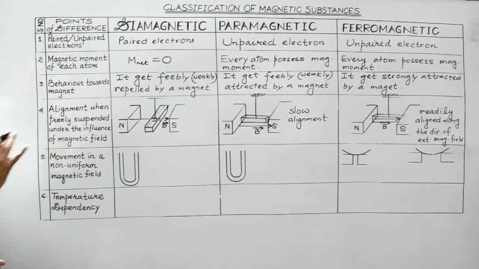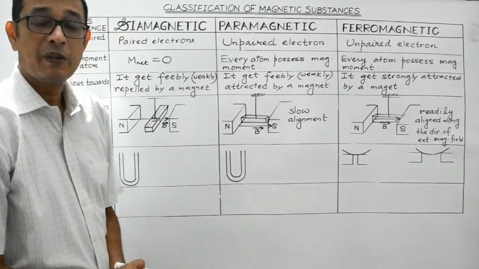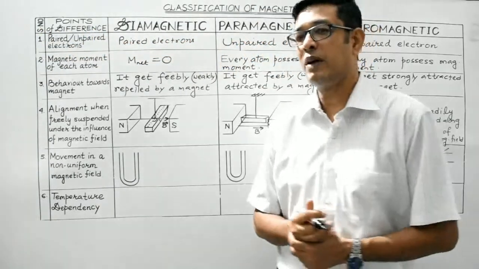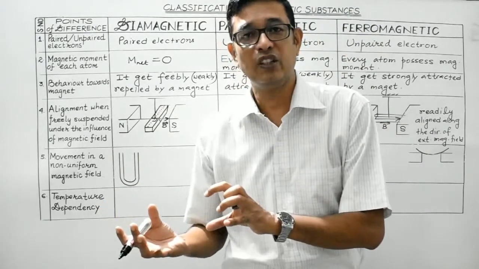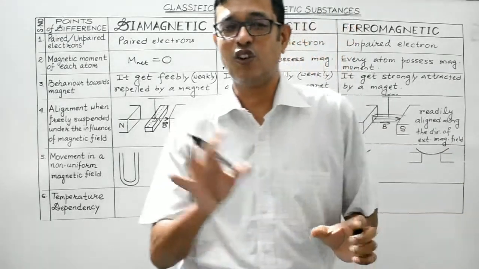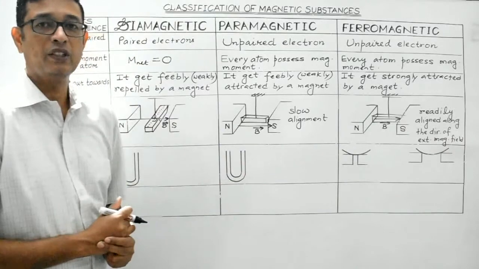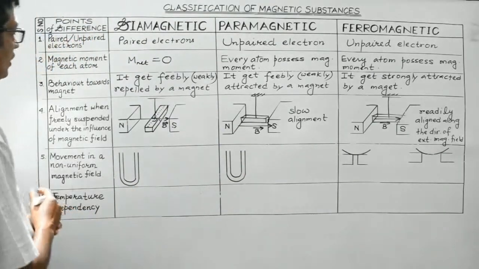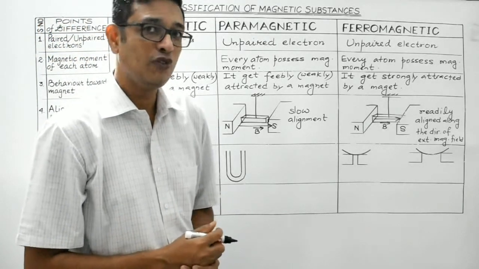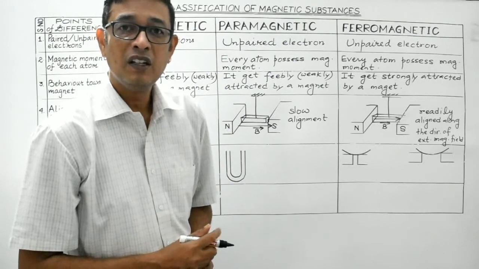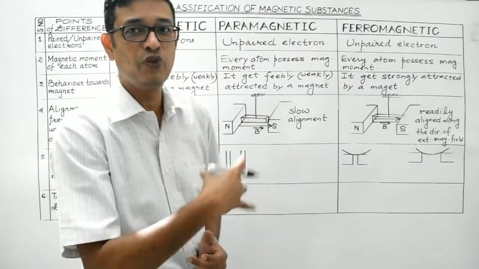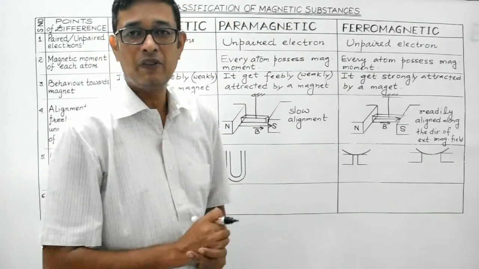Now students, let's proceed to the fifth point of difference, which is the movement of a magnetic substance in the case of a non-uniform magnetic field. Non-uniform magnetic field means in some region the magnetic field strength will be stronger, while in some other region the magnetic field will be weaker. It's not constant. Strength varies from place to place. So that's a non-uniform magnetic field. It is found that when a diamagnetic specimen is placed in a non-uniform magnetic field, it tends to move from the stronger part of the field to the weaker region. Stronger to weaker.